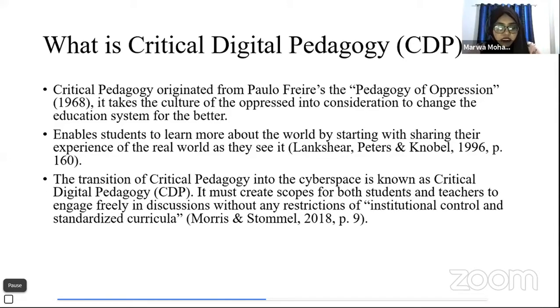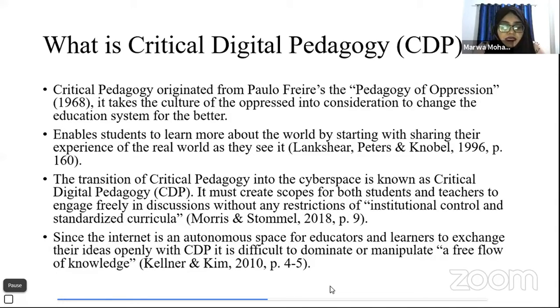It does not only create a scope for students to engage in free discussions, liberating themselves from the restrictions imposed by institutions and the standardized curricula, but it also creates scope for teachers to engage freely in discussions. So it is not our traditional language teaching method. It is rather a method which promotes discussions on both sides.